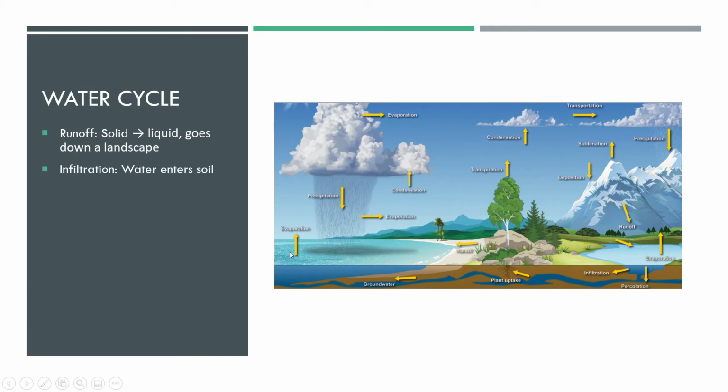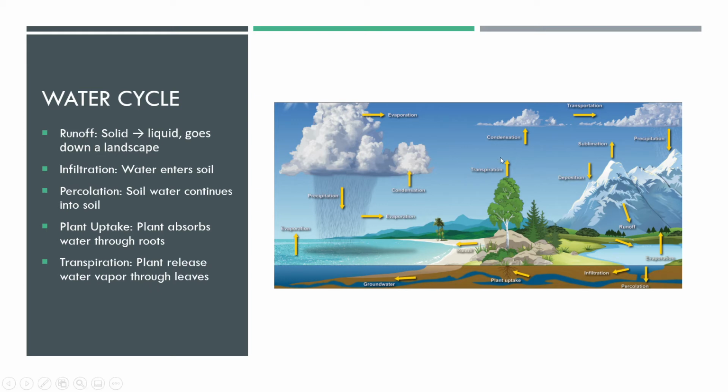Infiltration, down here: water is going to enter the soil. Percolation: soil water continues into the soil, so water that's already in the soil is going to go further down. Plant uptake, you see it right here: water is going to be absorbed through the roots of a plant into the plant.